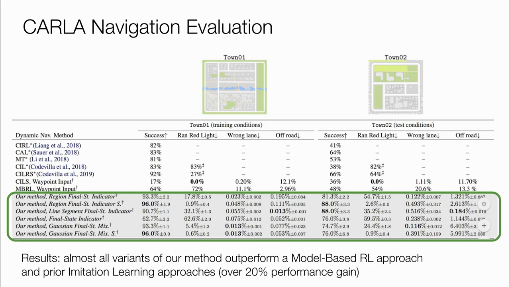Many variations of our method outperform a model-based reinforcement learning approach and prior imitation learning approaches on the CARLA dynamic navigation benchmark. Our method outperforms the best prior work on test data by more than 20% in terms of absolute performance, and it's flexible to many different types of task direction.